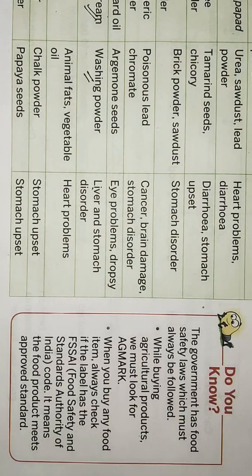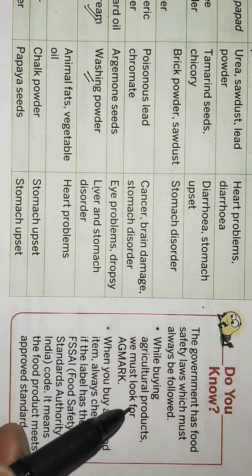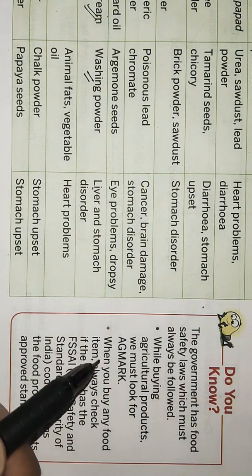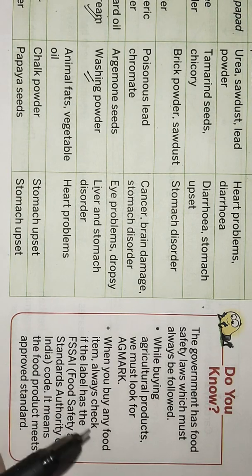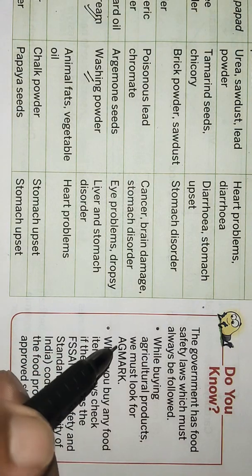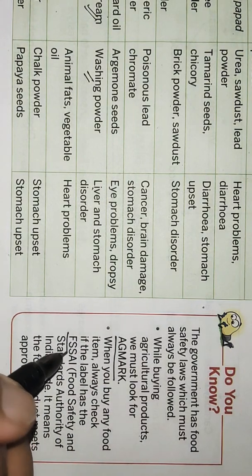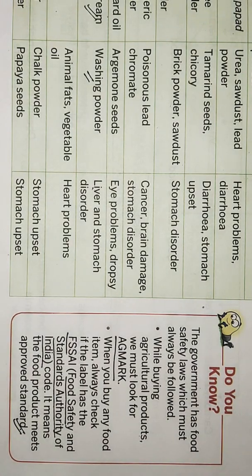All right, safety laws have been made by the government, and whenever we are buying anything, we need to look at the label. While buying agriculture products, we must look for the AG mark. When you buy any food item, always check if the label has FSSAI, Food Safety and Standards Authority of India, and the code. It means the food product meets approved standards. So first we have to see the AG mark and the Food Safety and Standards Authority of India mark to make sure that the product meets approved standards. So this is all we're going to learn for today.